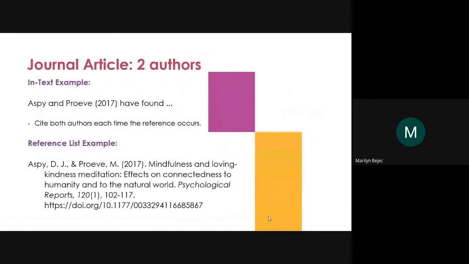For a journal article with 2 authors, you have to cite both authors each time the reference occurs, like this sample. So you have the surname of the author, and then the year. In the reference list, you have to cite the two authors with the initials and the year, and then the title of the article, and then the title of the journal in italic form, and then the volume number, and the rest of the information like the previous one.